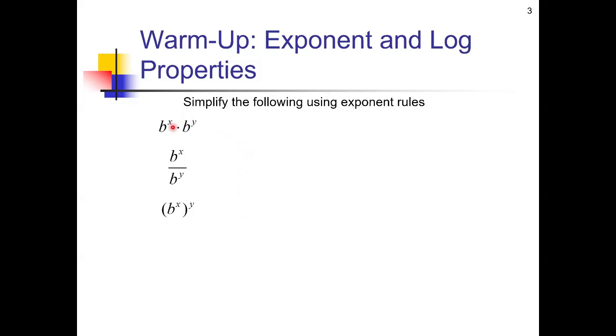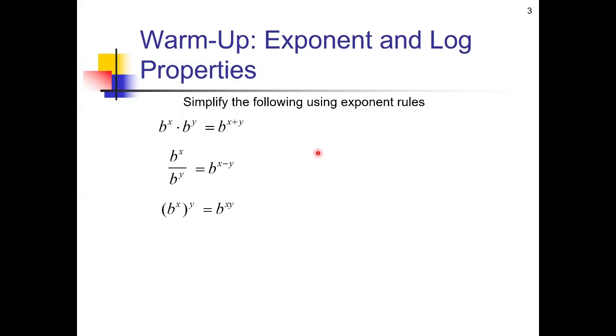On this first one, we have multiplication of bases. So that's going to be x plus y. We're just adding the exponents there. For this next one, this becomes b to the x minus y. And then this last one, we multiply the exponents. This is b to the x times y.